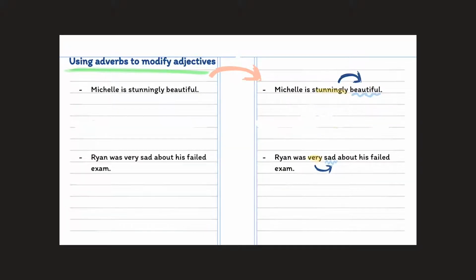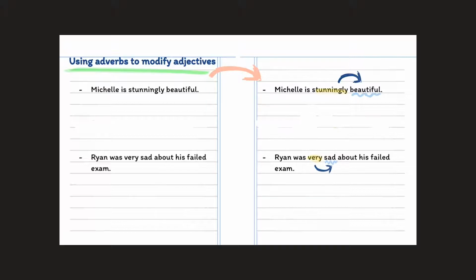Now let's take a look at adverbs modifying adjectives. Michelle is stunningly beautiful. So stunningly describes the extent of how beautiful Michelle is. She is stunningly beautiful. Alright? Or you can say she is mildly beautiful. Or you can say she is astonishingly beautiful. Okay, you can use different adverbs to modify adjectives.